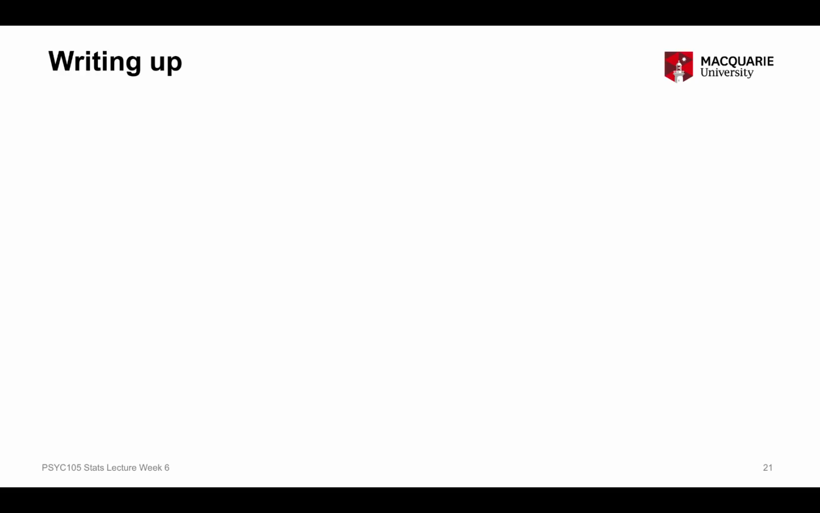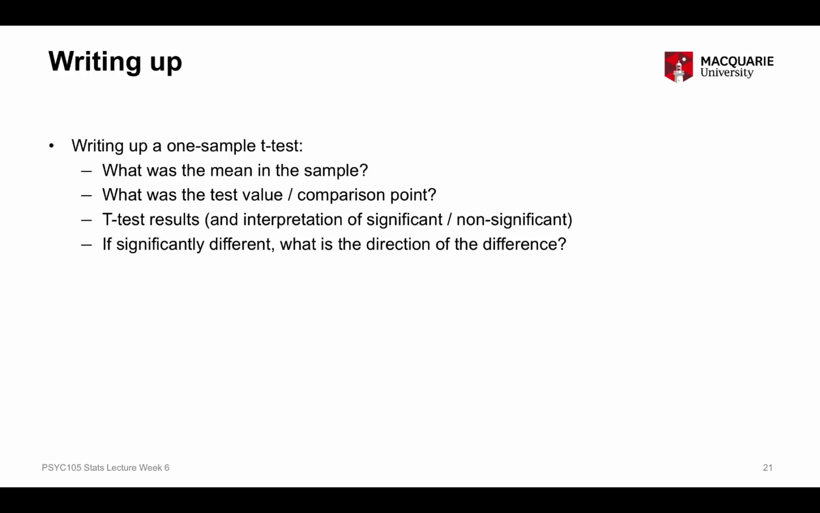Okay. If we wanted to communicate the findings of this t-test, then there's a few different things that we need to make sure that we have in this kind of succinct communication of findings. If we were writing this in a report or a research paper, we need to talk about what the actual descriptive mean is in our particular sample, so what our average score is in our sample. What the test value or the comparison point is, so what that external value mean score is that we're comparing our mean to.